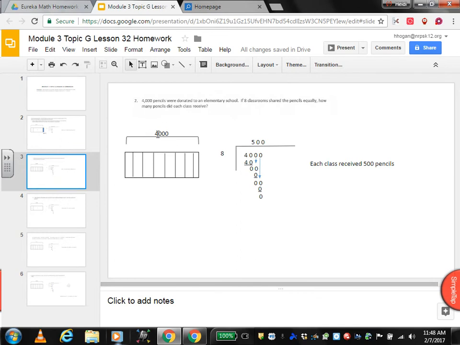4,000 pencils were donated to an elementary school. If 8 classrooms are going to share those 4,000 pencils equally, how many pencils did each class receive? That's 4,000 divided by 8. So 8 times 5 is 40, which leaves us with a bunch of zeros. So that's 500. So each class received 500 pencils.